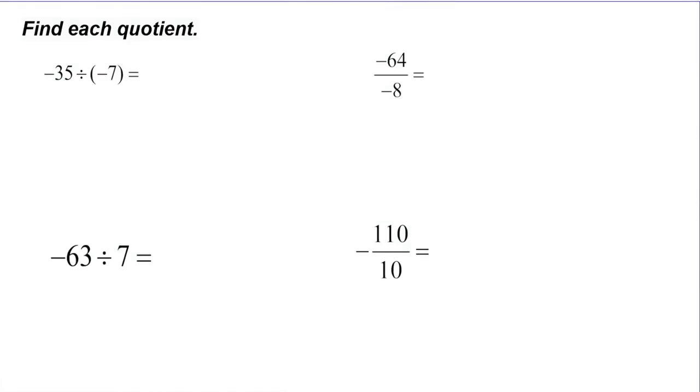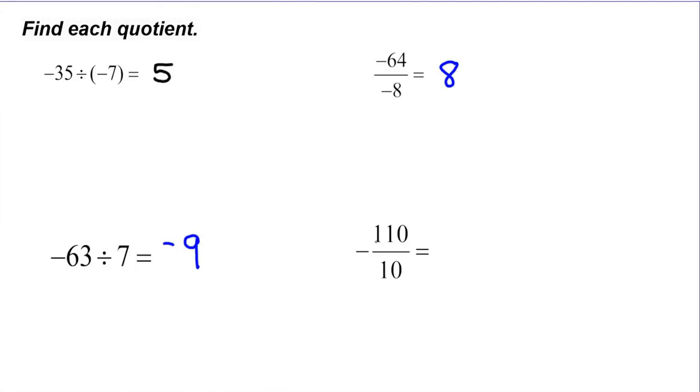Let's divide these values. Negative 35 divided by negative 7. Well, 35 divided by 7 is 5, and since the signs are the same, it's going to be a positive 5. Next one, negative 63 divided by 7. Well, 63 divided by 7 is 9, and the signs are different, so this is going to be a negative 9. And then up here I have negative 64 divided by negative 8. The signs are the same, so that's going to be a positive 8, since 64 divided by 8 is 8. And then this next one, 110 divided by 10.